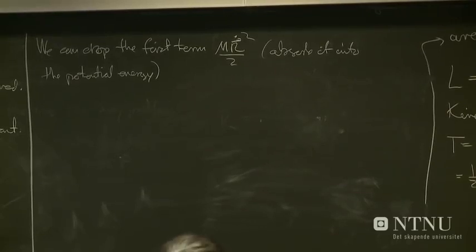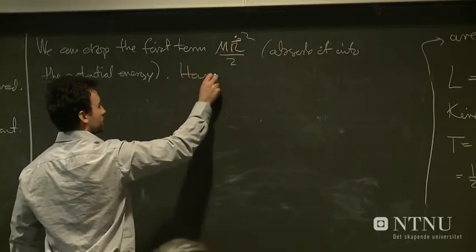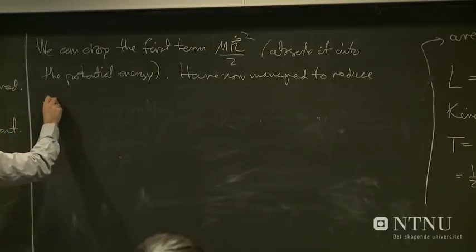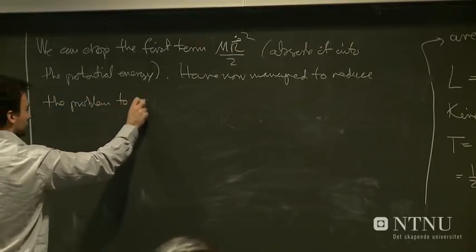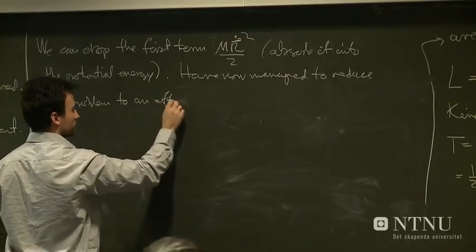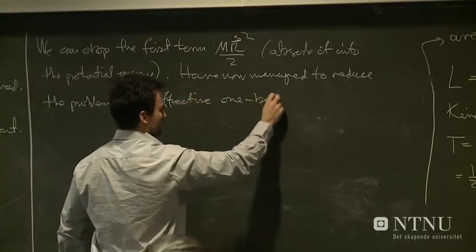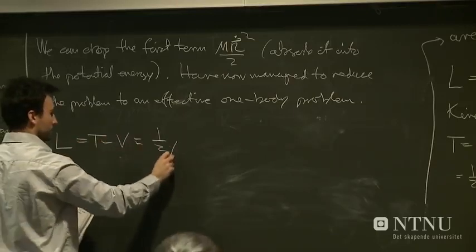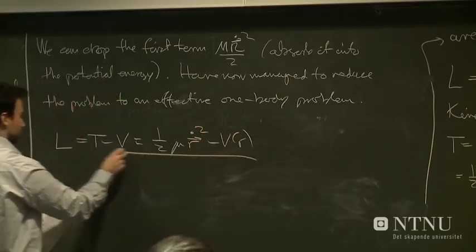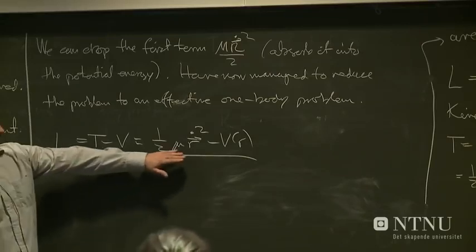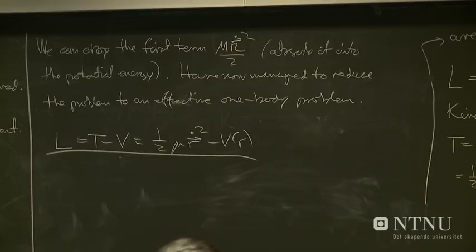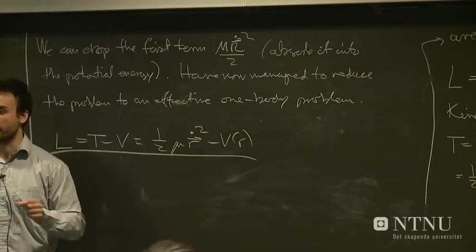And now we have reduced the problem to an effective one-body problem. Like this. And you see that the effective mass we have to deal with is this reduced mass. So for central forces and two bodies, you can always reduce this problem to an effective one-body problem associated with the relative motion of the two objects.